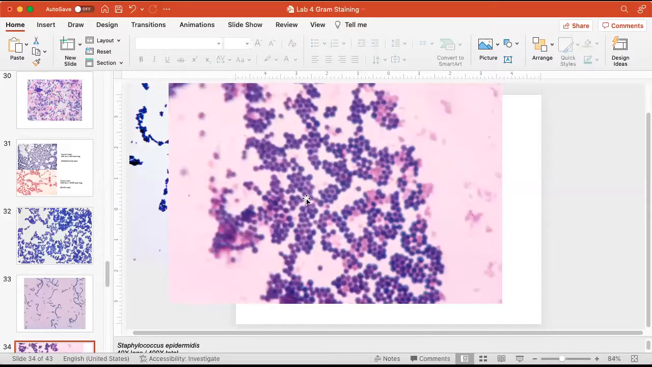Oh, just so you know, this happens to be a Staphylococcus organism. This is one called Staphylococcus epidermidis. It's a very common organism on the skin, and it can be a pathogen. And yes, you do see some grouping. You see some grape clusters here. Again, typical of a Staphylococcus organism.